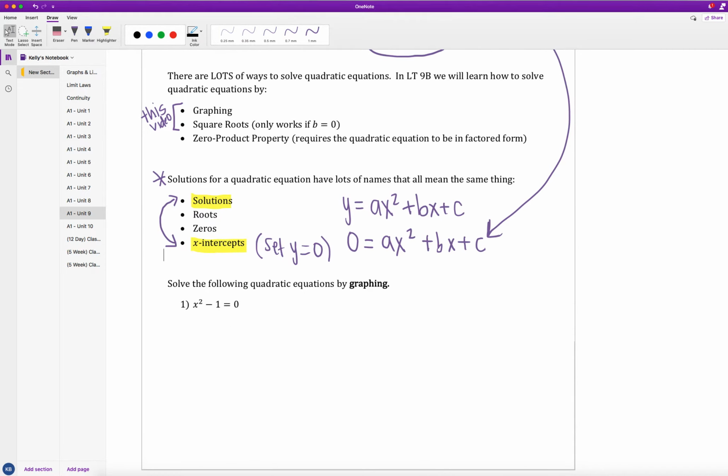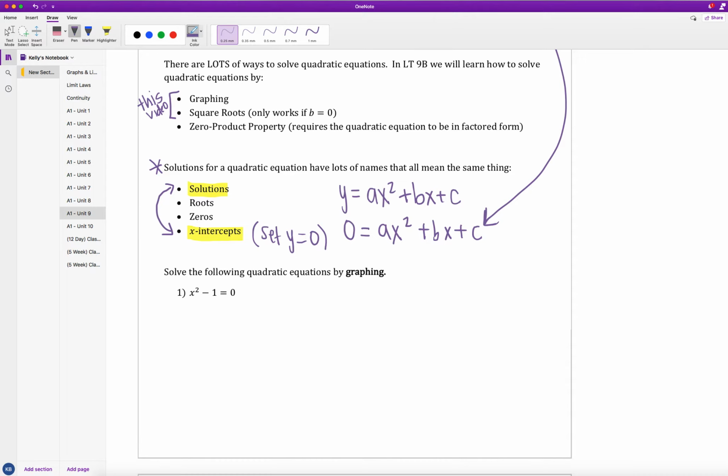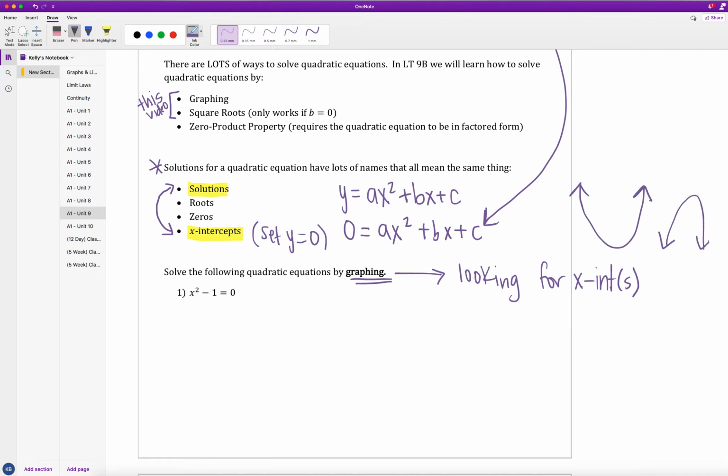It says solve the following quadratic equations by graphing. And remember, when we're solving by graphing, we're looking for the x-intercepts. And I want to say that it could be more than one x-intercept. We know that a quadratic equation makes our parabola shape that either opens up or it could be opening down.